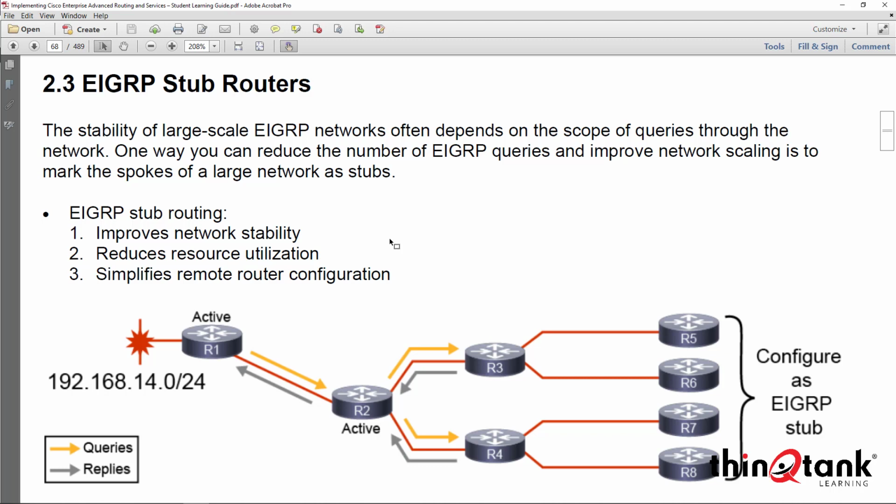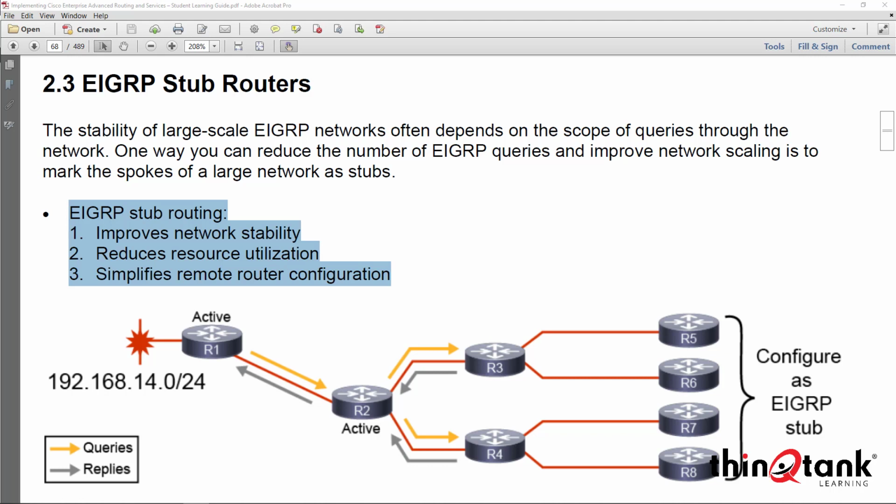So the stability of our enterprise network design really depends on how we effectively design the query scope, or the query domain, in the network. And there's two ways that we can simply eliminate the need for queries. One is to use stub routing features. The other, which we'll talk about later on in this section, is to use route summarization. So when we're configuring EIGRP stub routing, it's going to improve our network stability. It's going to reduce router resource utilization, reducing CPU cycles and saving bandwidth as far as convergence goes. And it's basically going to simplify the remote router configuration.